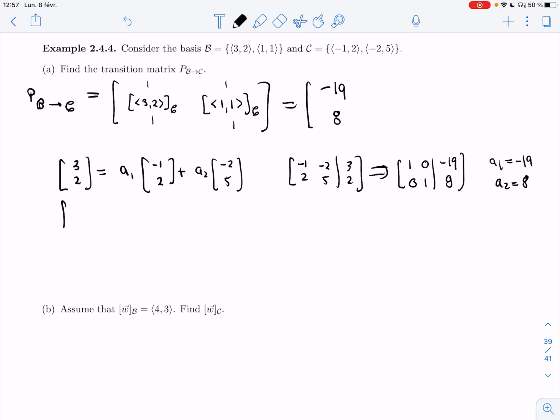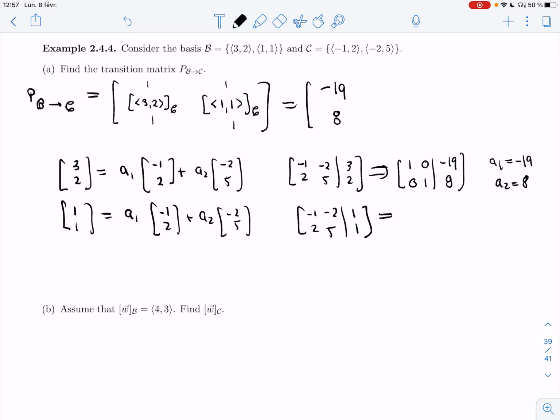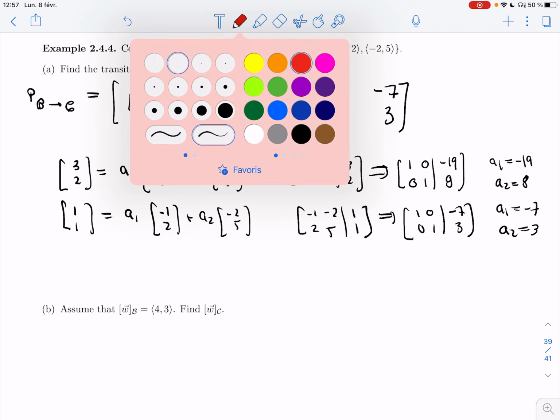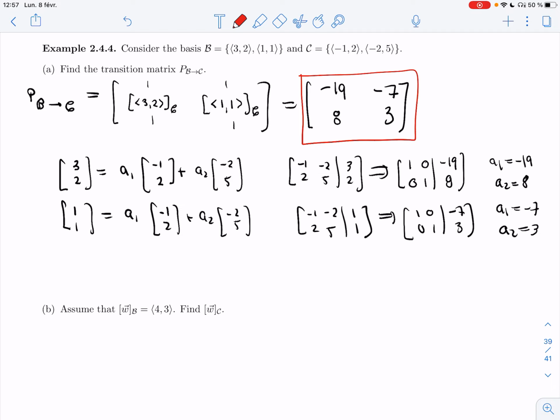All right, we do the same thing for (1, 1). We're going to get the same coefficients but different constants. And when I reduce it, I'm going to get -7, 3. And so A1 in this case is -7, A2 is 3. All right, and so this is the transition matrix.